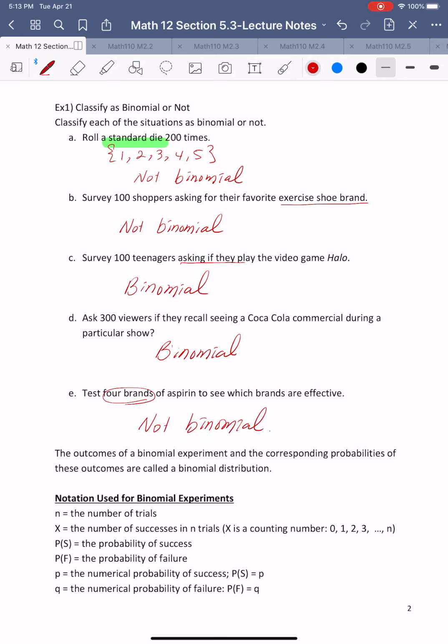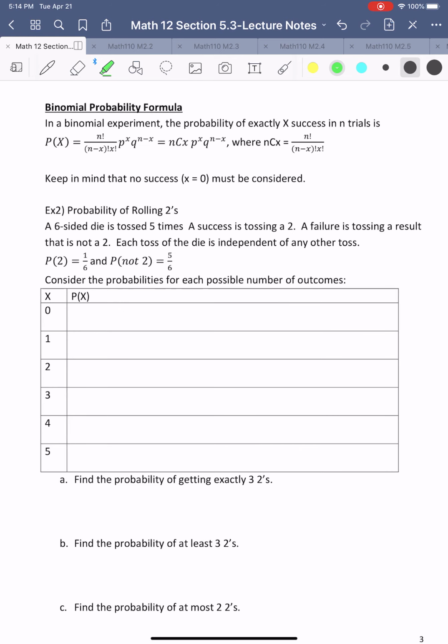The outcomes of a binomial experiment and the corresponding probabilities of these outcomes are called the binomial distribution. This is the notation for the binomial experiment: n is the number of trials, x is the number of successes, P(S) is the probability of success, P(F) is the probability of failure, p is the numerical probability of success, and q is the numerical probability of failure.